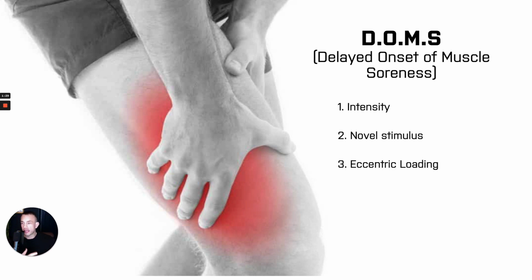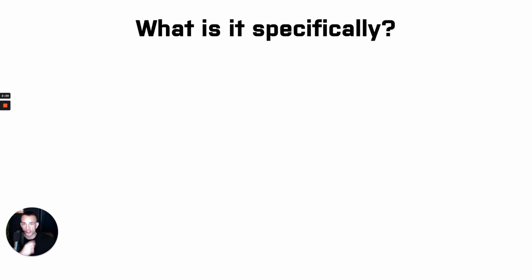And the third one is eccentric loading. So eccentric basically just means the lowering phase of the lift. That's where most of the muscle damage happens, which is why it's so important. But if you're really emphasizing that during your workout, for example, you don't normally pay much attention to it, but then you go and train and you start lowering everything for 3-4 seconds and really trying to put the brakes on, like slow negatives on the way down on the leg press or slow lowering on a bicep curl, that can really elicit DOMS and make it a lot worse.